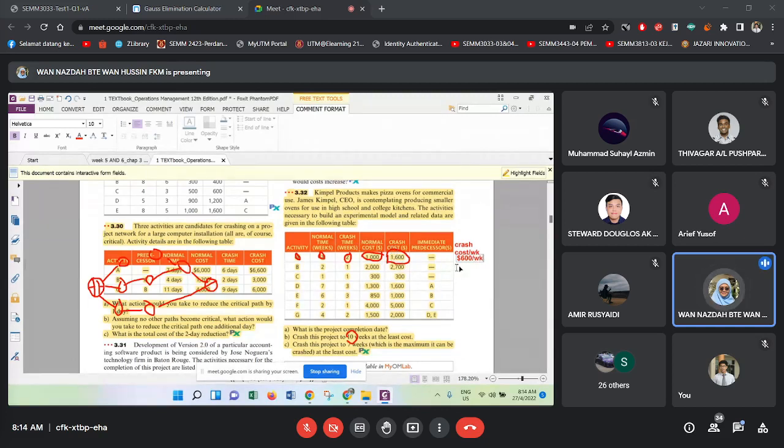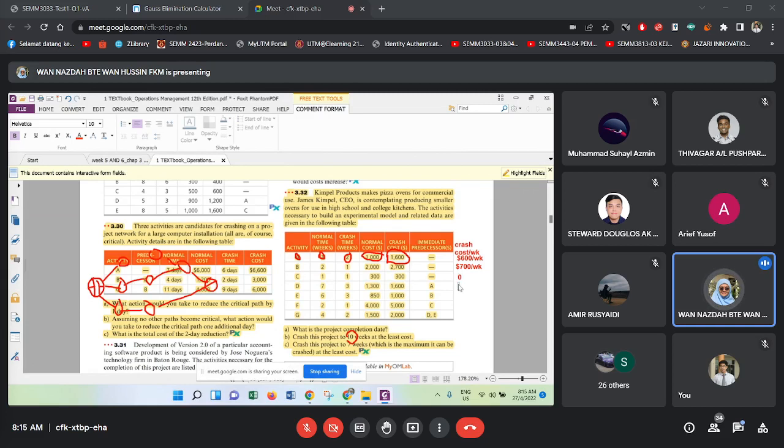Okay, and what is the crash cost for activity B? The difference between normal cost and crash cost is 700, and the difference between normal time and crash time is 1. So that one is 700 per week. Okay, activity C is 0.